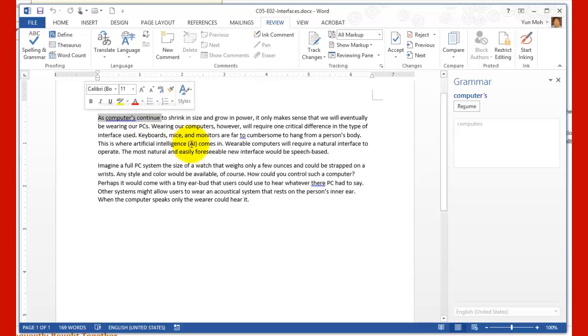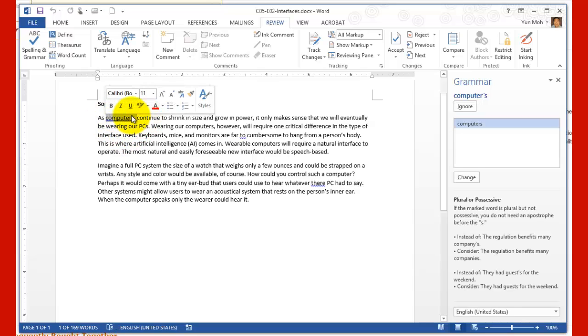It is asking whether it is plural or possessive, meaning that in the sentence here, as computers continue, is it supposed to be possessive, meaning apostrophe s, or is it supposed to be plural? That's the question here. It should be plural, meaning no apostrophe, just computers. So go ahead and click on change.